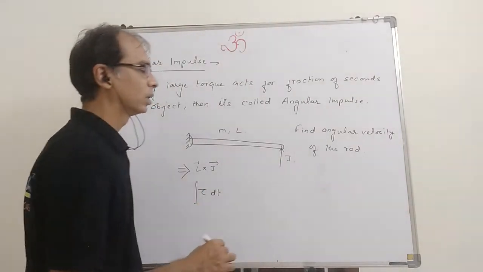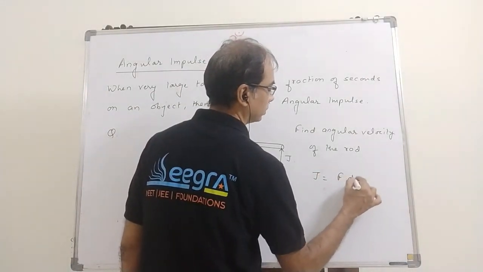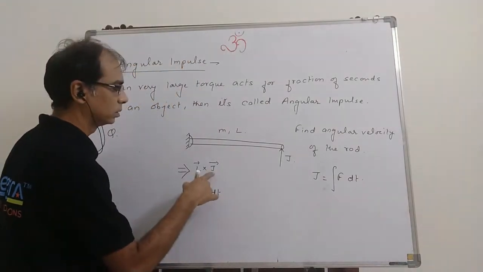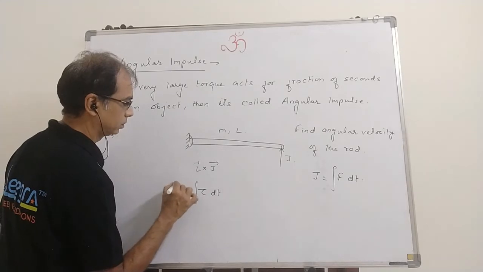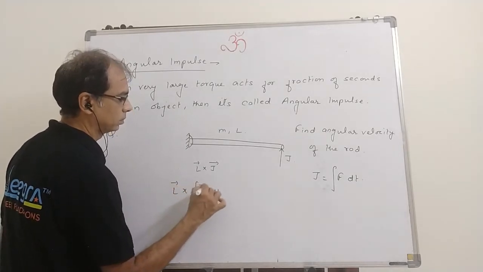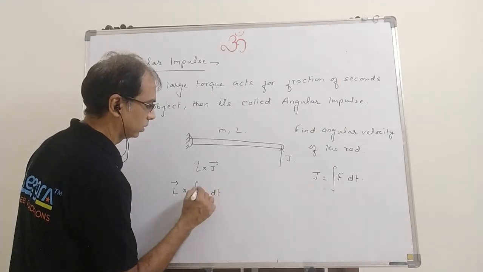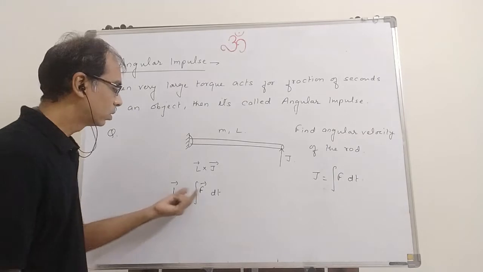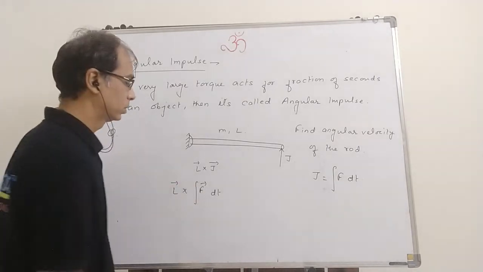Now tau dt basically, what is this J? This J is F dt. So J is F dt, and this l is basically l. Now l cross F is r cross F. And r cross F is tau. So this becomes tau.